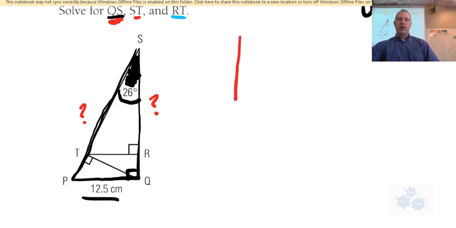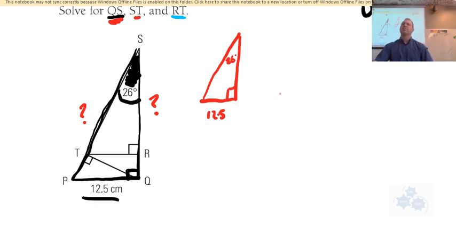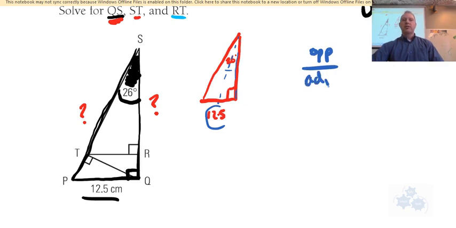So let me just redraw that triangle. The big triangle looks like this. This is 26 degrees, and this is 12.5. And there's my right angle. You see that? So what side is this 12.5 compared to the 26? It's the opposite side, because you go right through the middle of this angle and you hit this side. So that's the opposite side. Awesome. Now, what is this side over here that we're trying to find out? It is the adjacent side. That's right, because this is the hypotenuse. That's the adjacent. This is the opposite.